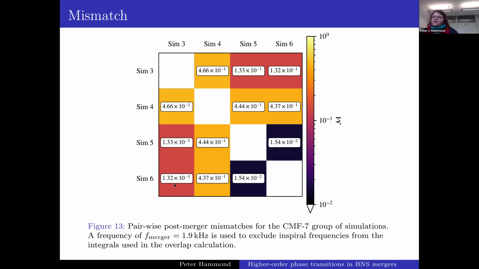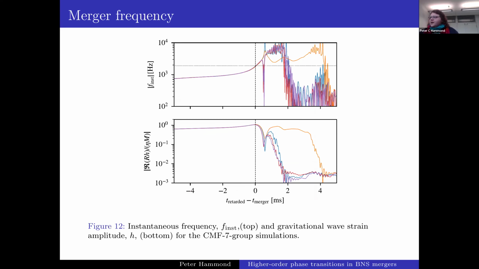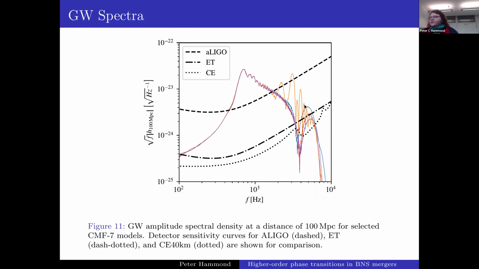We do see some small differences between the other simulations. 5 and 6 seem to be quite similar, but simulation 3 is a little bit more different. This blue curve is simulation 3, then you have 5 and 6 here. You can see that while the amplitudes are slightly different, the frequency difference between these two ring downs is actually quite small. This one's a little bit further away, and then obviously this orange one is completely different.